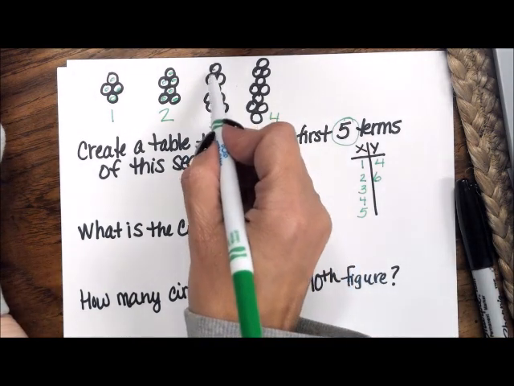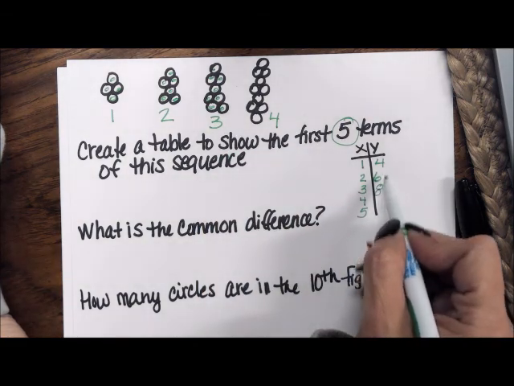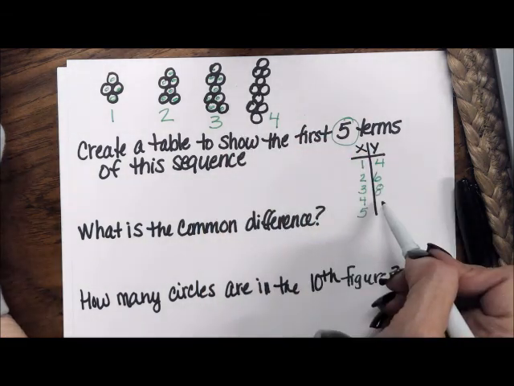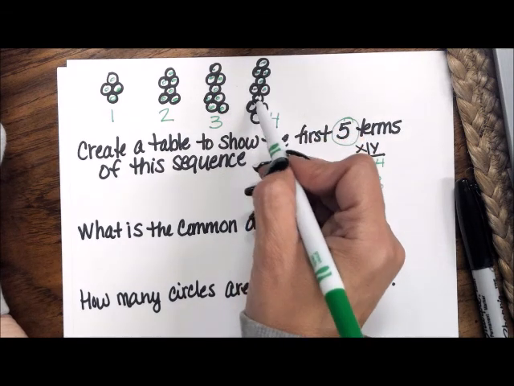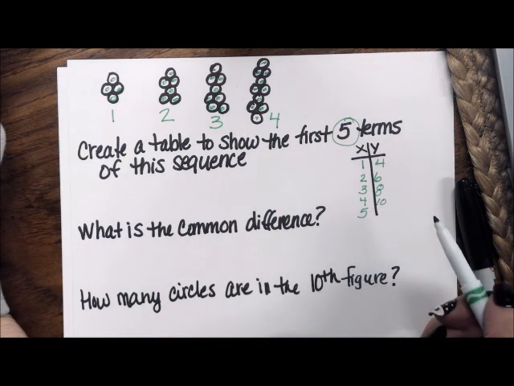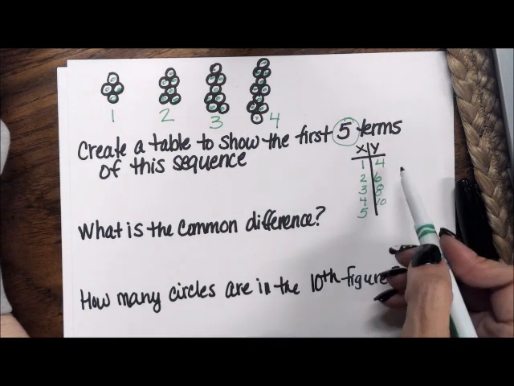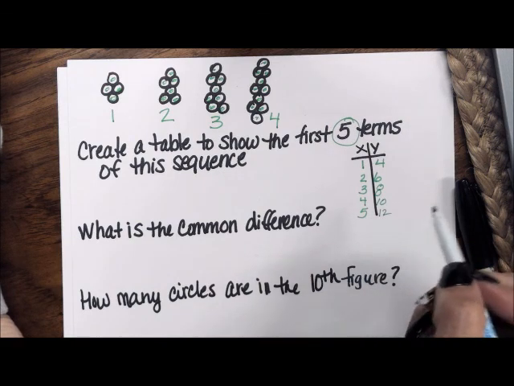The third one, 1, 2, 3, 4, 5, 6, 7, 8 shapes. I see a pattern here. This one should have how many? Hopefully you said 10. 1, 2, 3, 4, 5, 6, 7, 8, 9, 10. How many should the fifth have? Yeah, hopefully by now you notice that common difference of 2. So this should have 12.